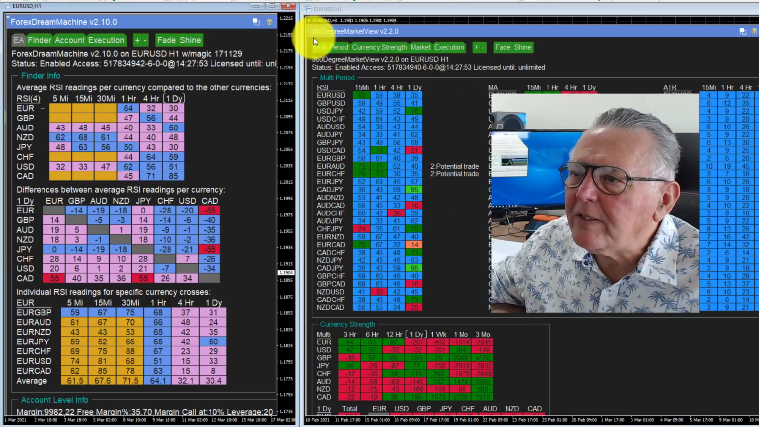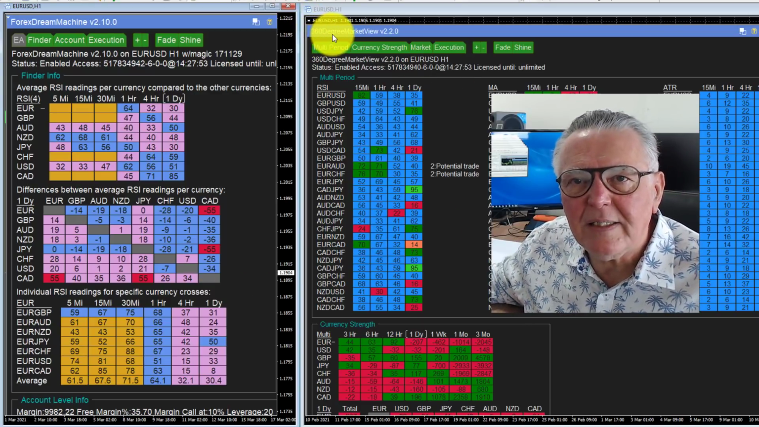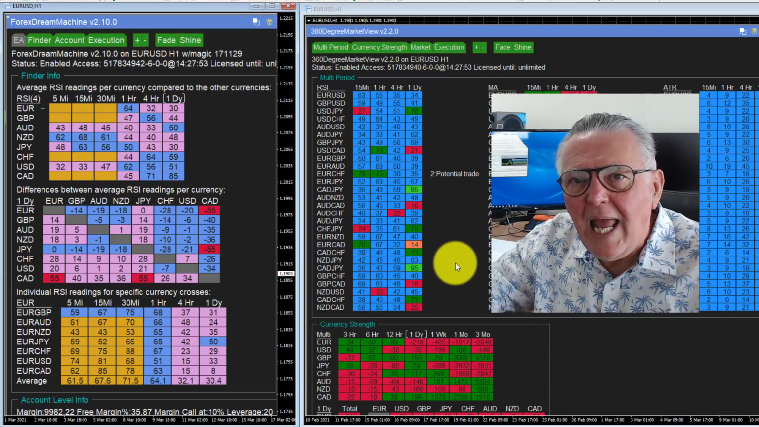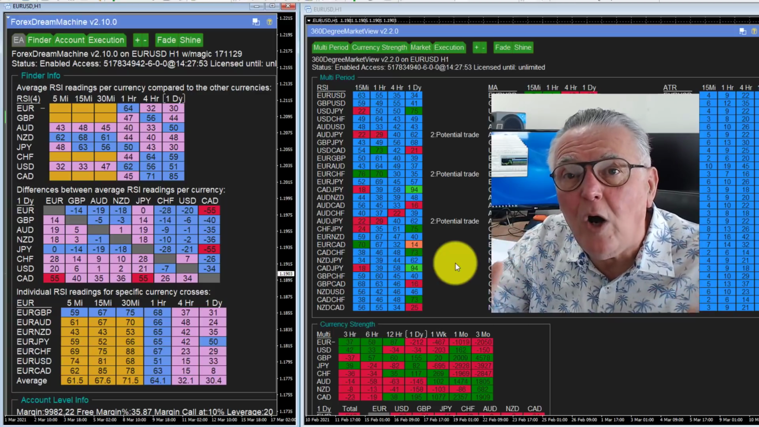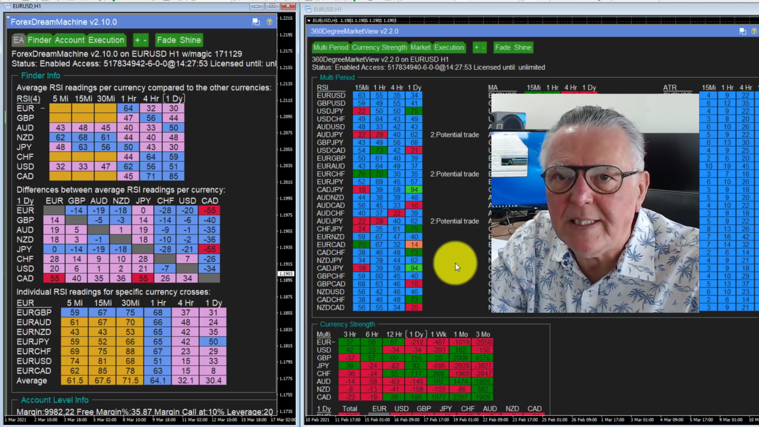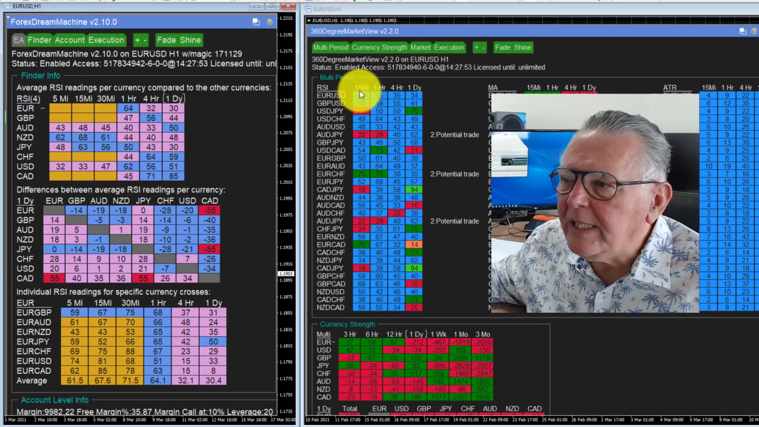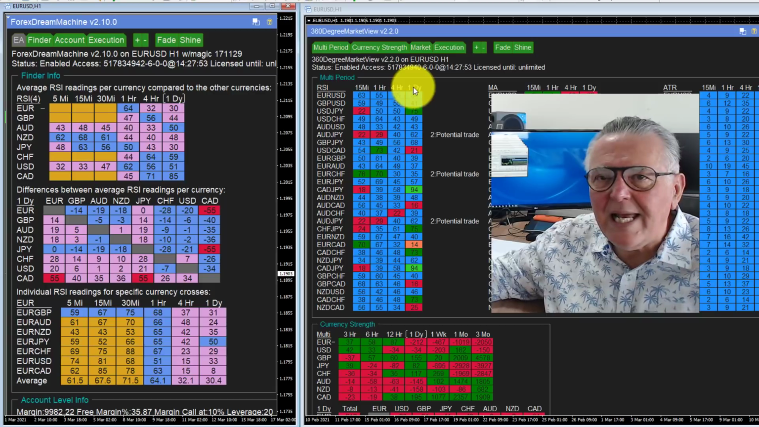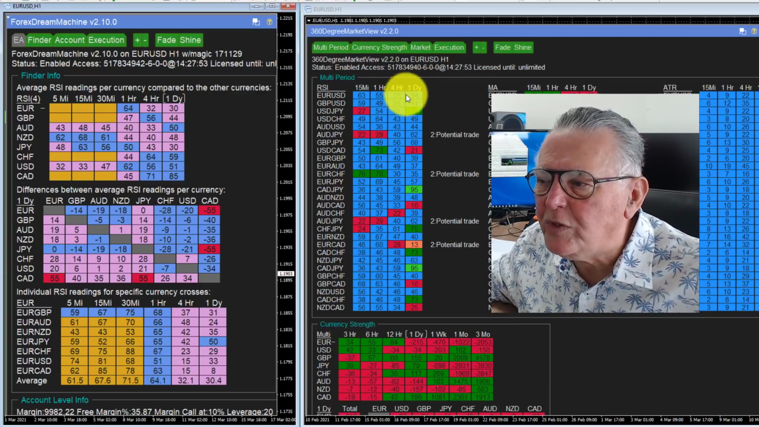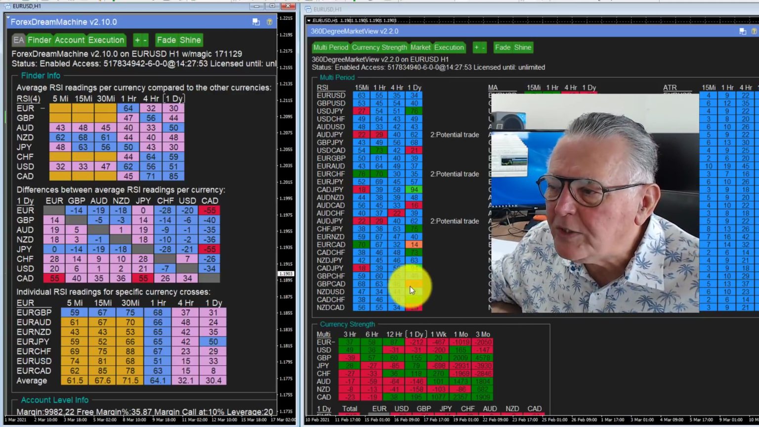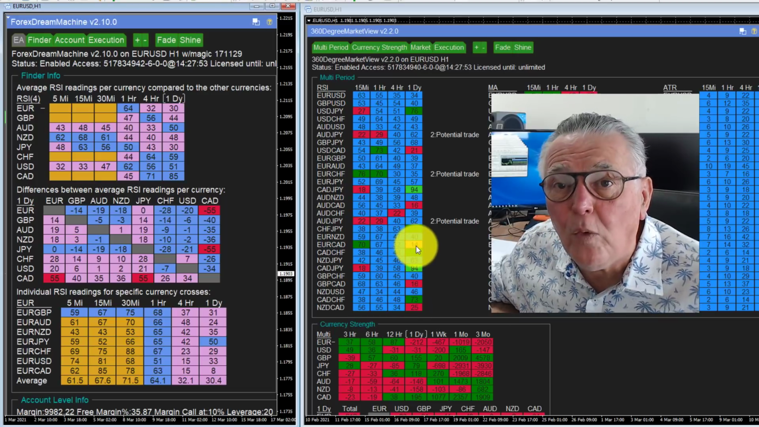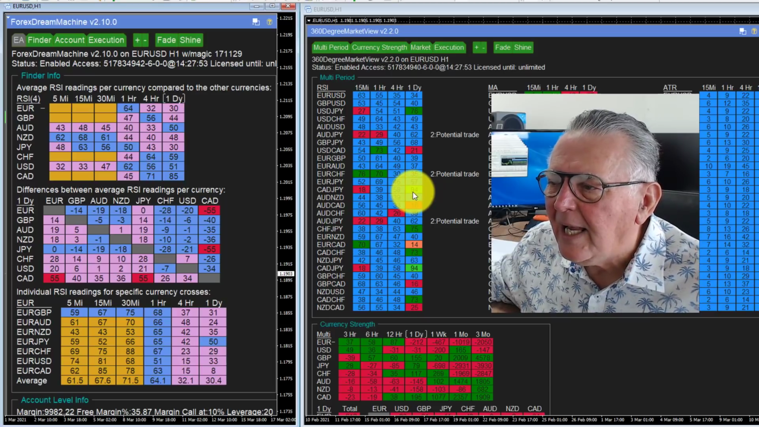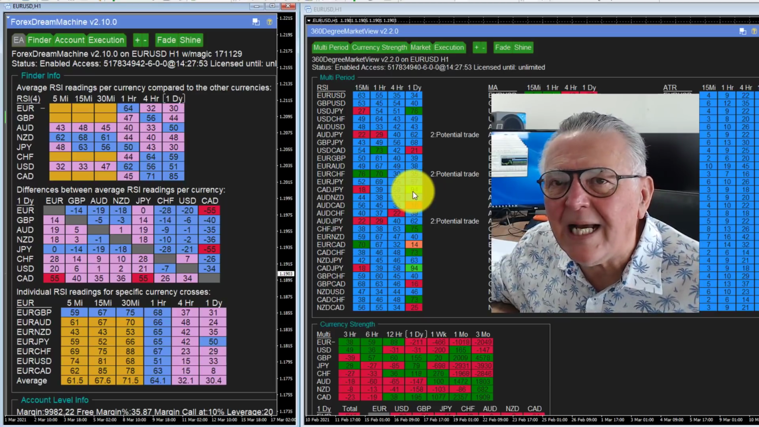Now, if we look at the 360-degree indicator, one way of reading the strength of a currency and the weakness of a currency is to look at the RSI readings of that particular currency. Now, here I have the RSI readings for the 15-minute, 1 hour, 4 hour, and daily. And the type of thing that you would do is you'd say, what is the lowest reading that there is? And there it is, it's 14. And what is the highest reading that there is? And there it is, 94.